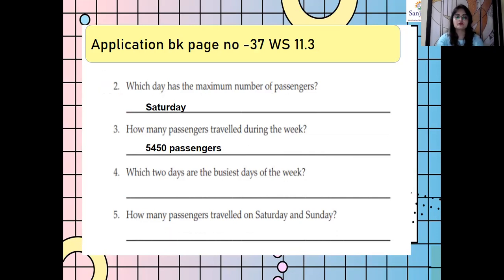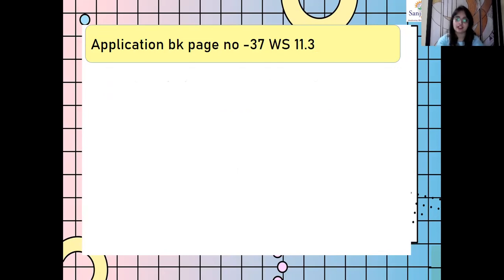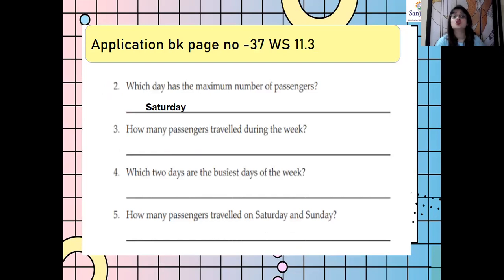Okay, now fourth question. Which 2 days are the busiest days of the week? In which 2 days the passengers had traveled the most? That is Thursday and Saturday. Saturday, we know, children, it is 1000, and after 1000, the day where the passengers have traveled more is 950. That is on Thursday. So they have asked you which 2 days. So you will write the name of those days, that is Thursday and Saturday.